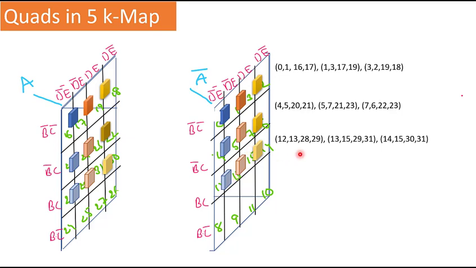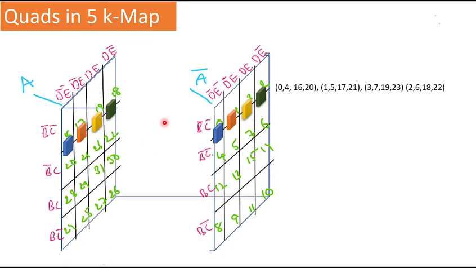Same thing here. You can see the quad formation minterms. Same thing here. These two and these two, these two and these two, these two and these two. You are going to have a total of 12 quad formations in the horizontal direction. Similarly, you are going to have another quad formation in the vertical direction.